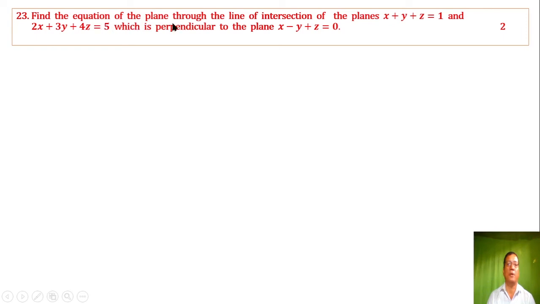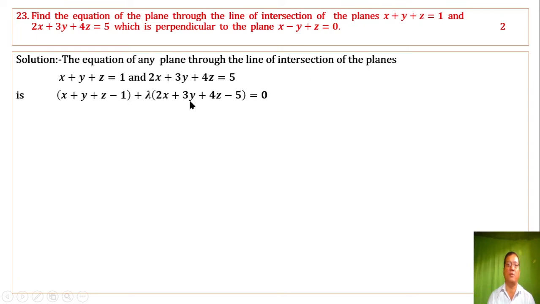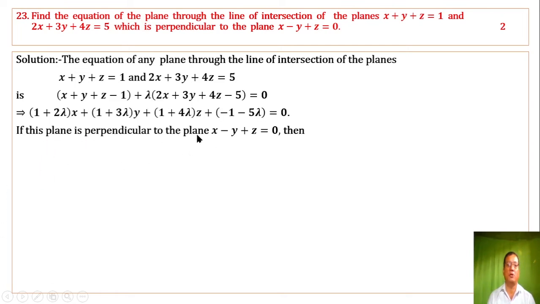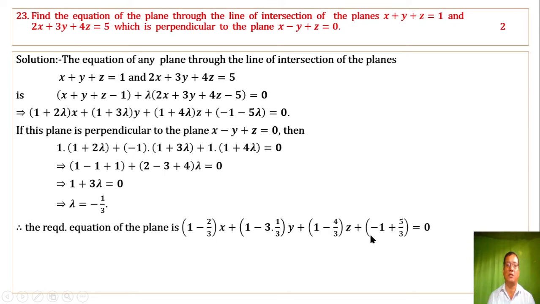Find the equation of the plane through the line of intersection of the planes this and this, and which is perpendicular to the plane this, 2 marks. The equation of any plane through the line of intersection of the planes this and this is first plane plus lambda times second plane equal to 0. Put in the general form. If this plane is perpendicular to this third plane, then their normals must be perpendicular. Applying the condition for perpendicularity of two normals, we have this, from which we solve lambda, whose value is minus 1 by 3. Put this value in the above equation. The required equation of the plane is this. Simplifying, we get x minus z plus 2 equal to 0.